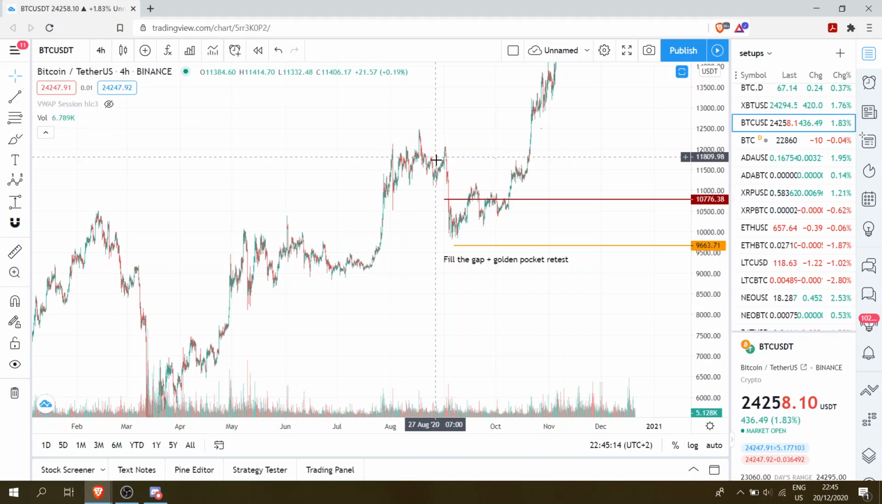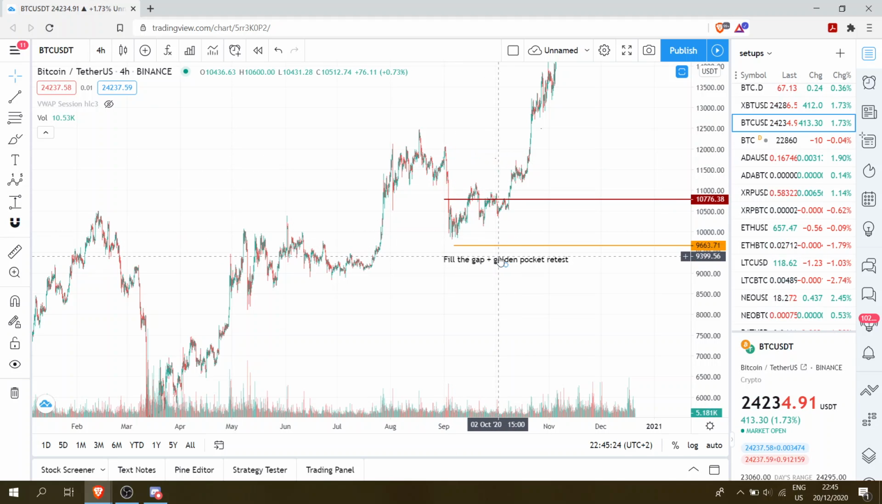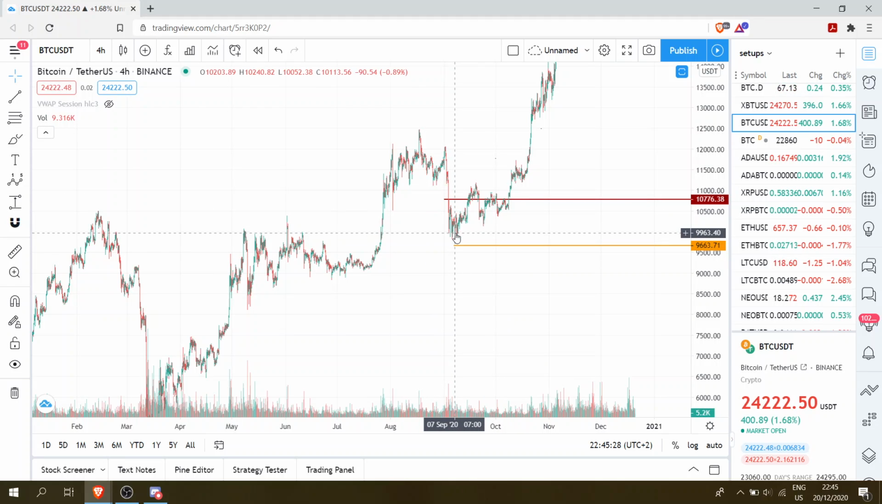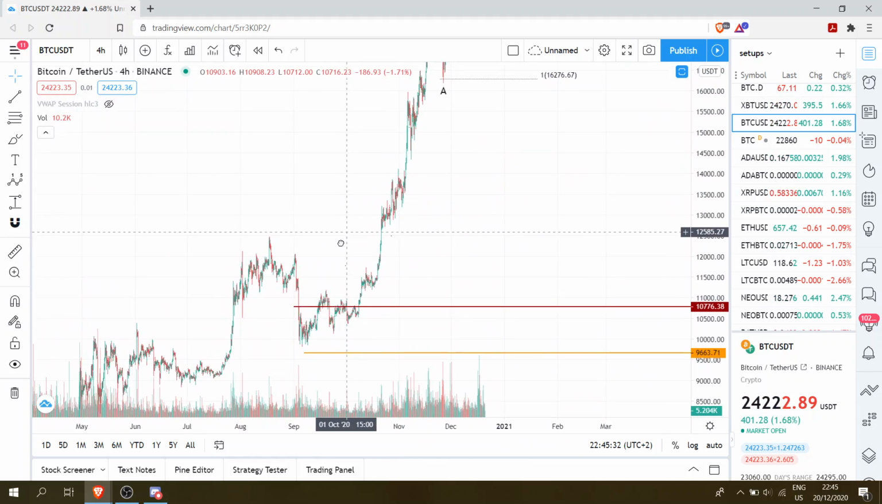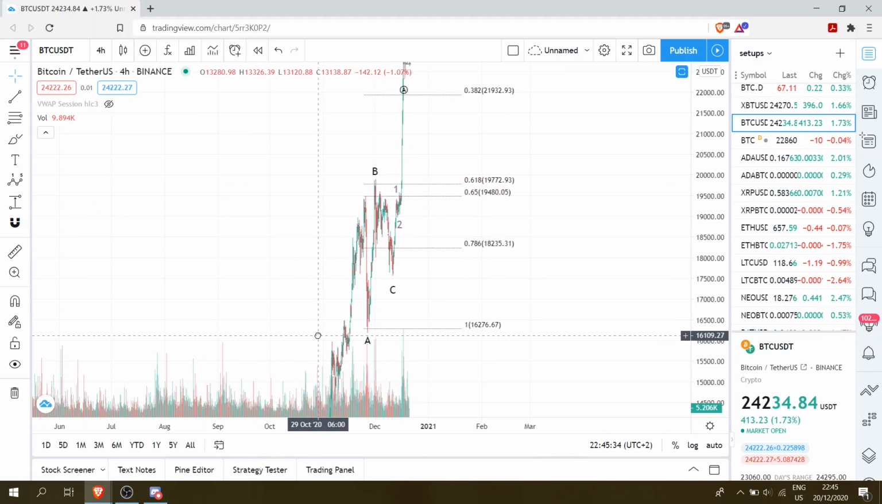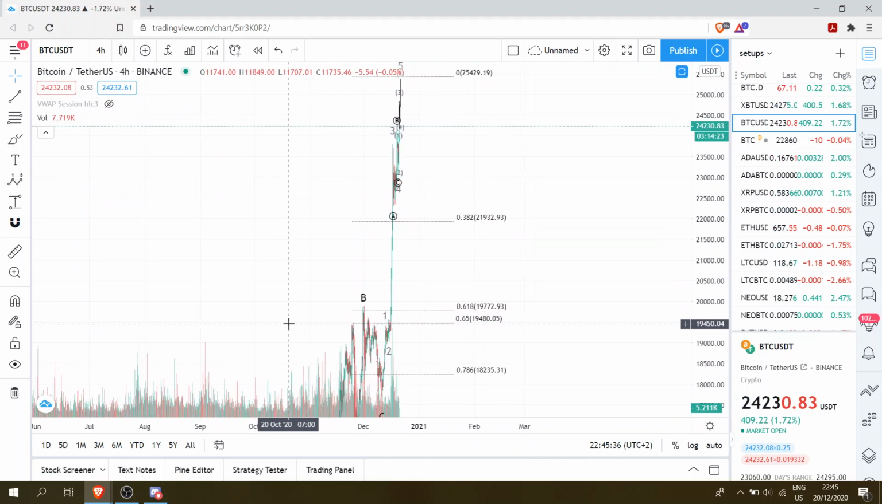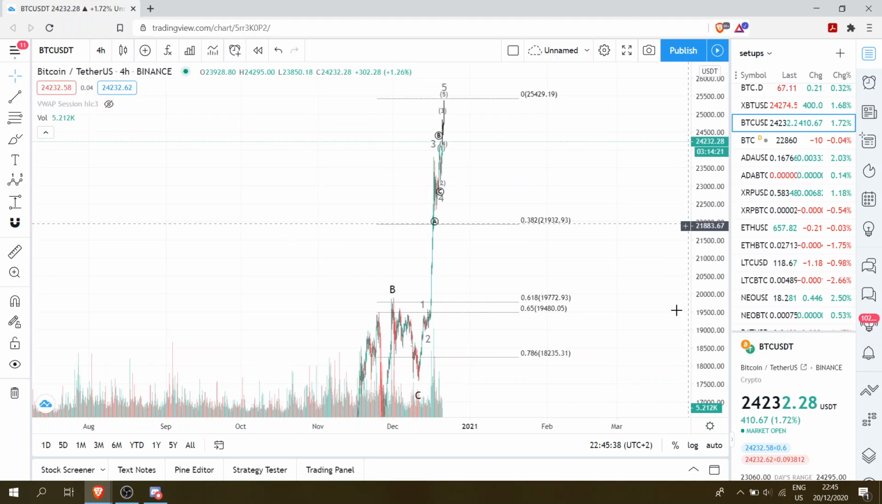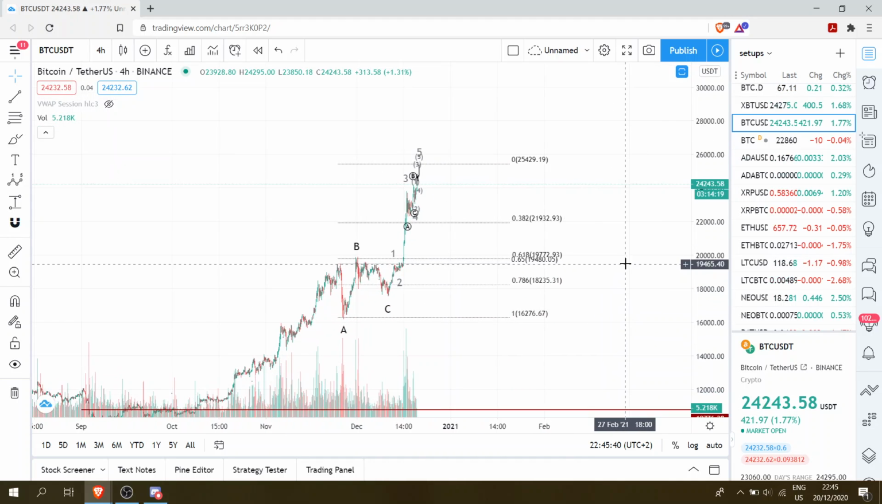breakout. Look how long it took for it to get the retest. And here we go, here we have the gap. Look how long it took to get the retest, but it did retest, and from here we got lift off. And yeah, what an amazing push up this is.